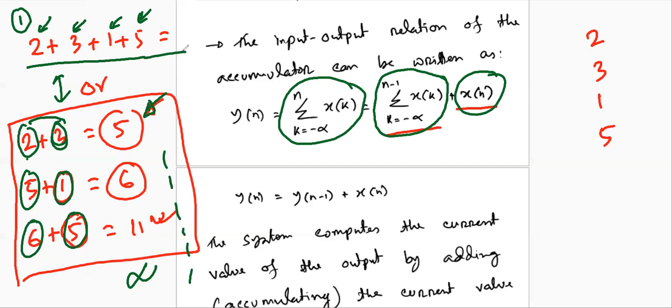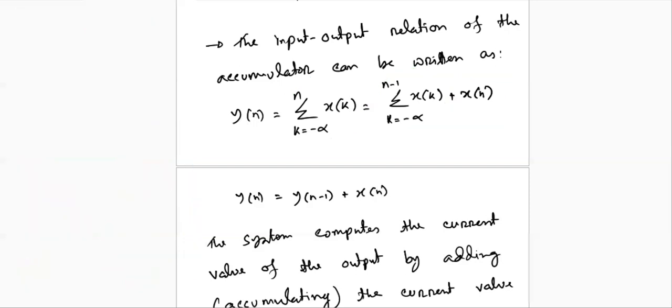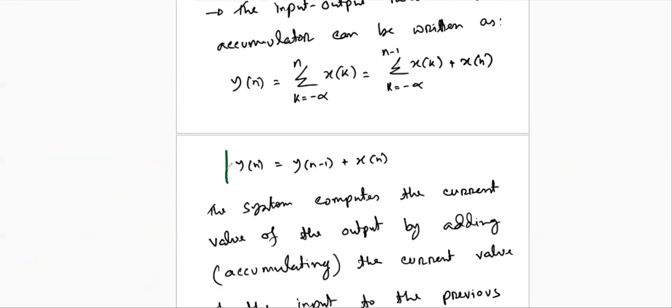So of course, the second one is more convenient for mathematical and physical purposes. So this is the way you can represent your discrete system for the accumulator: the previous output and the present input.